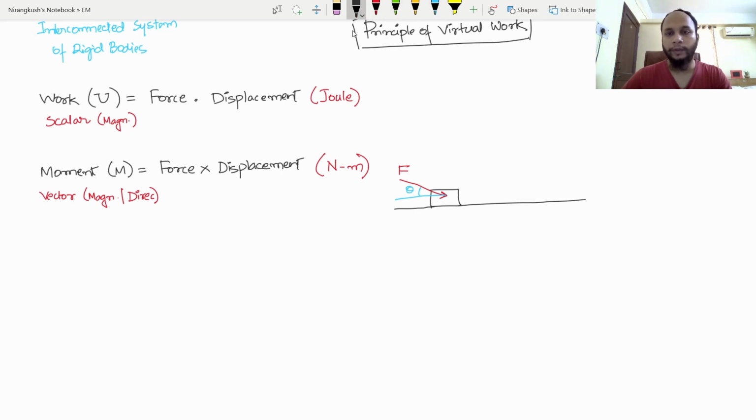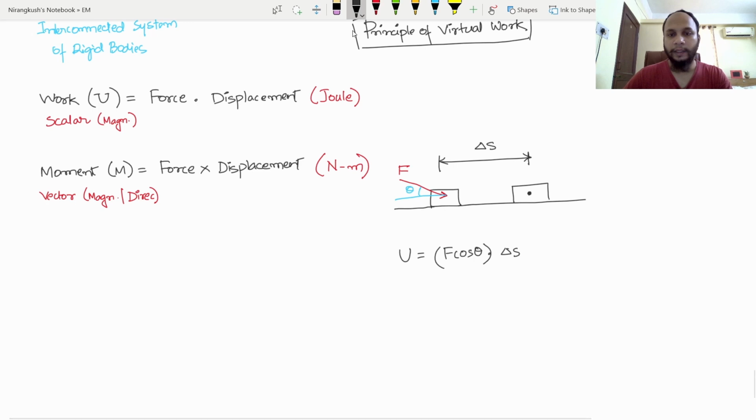And due to this force, the body has a displacement, which is this displacement. Let's name it del S. The body is now in this particular position. So what is the work done by this force F? That is equal to U equals F cos theta into del S. So where does this cos theta come from? Basically what we did is force is in this direction, we resolved it in this direction, parallel to the displacement.